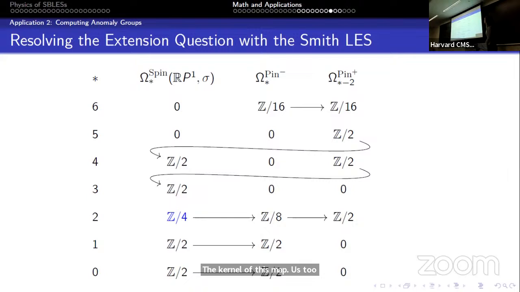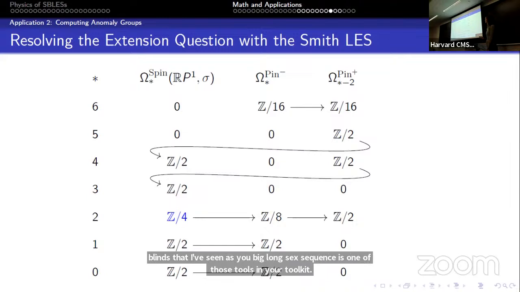It's not that the symmetry breaking long exact sequence is more powerful than other techniques, but when you are computing anomaly groups or bordism groups, it's very helpful to have many different techniques, because different techniques are more useful in different situations, and so they complement each other. So we're advocating for using the Smith long exact sequence, or symmetry breaking long exact sequence, as one of those tools in your toolkit for computing groups of interest.